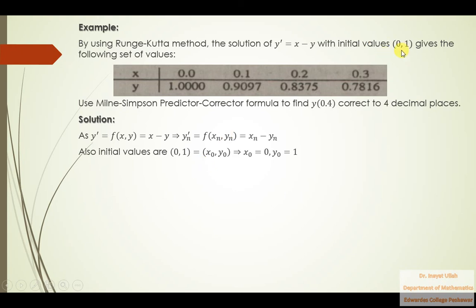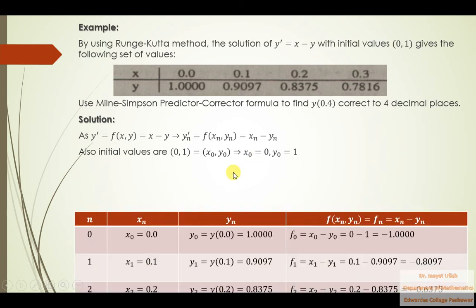Secondly, the initial value is given to you: 0 comma 1. Compare 0 comma 1 with x naught comma y naught. We get x naught equal to 0 and y naught equal to 1. So these are the initial values.